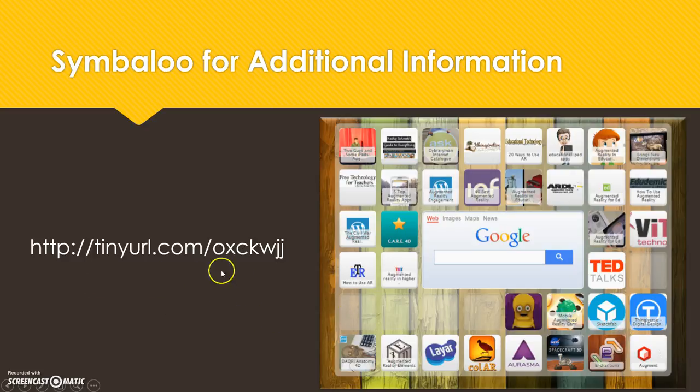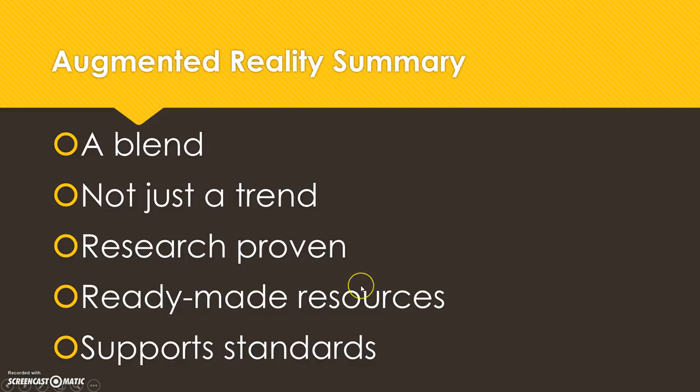Right here is a tiny URL link. It will take you to a Symbaloo. The Symbaloo is always being added to. It's a digital curation tool. So basically each one of these little squares represents a link to a different website that can either give you research about AR, link you to a tool for AR, give you more information about AR. It's a great place for you to visit and in your own time explore some different tools and how they could apply to your class specifically.